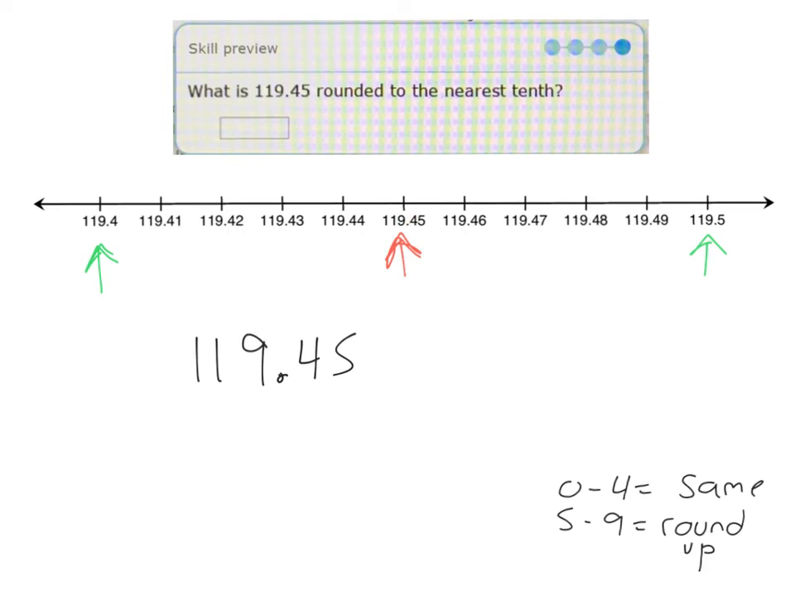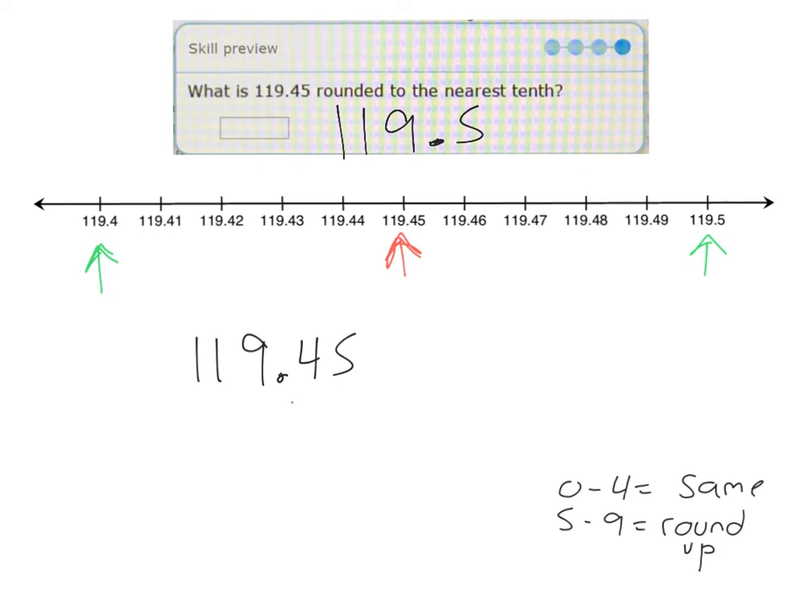But remember we talked about the fact in the last video that if it's the 5, we do round up, because these are the 5 numbers that round up. These are the 5 numbers that stay the same. So I am going to round up to 119.5. 119 and 5/10.